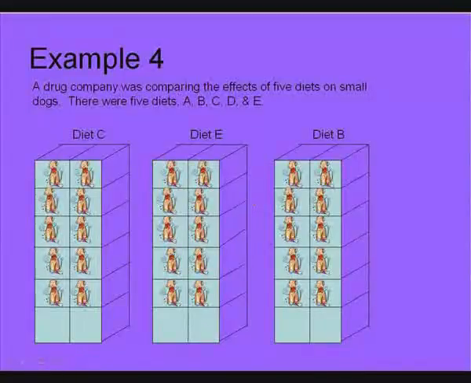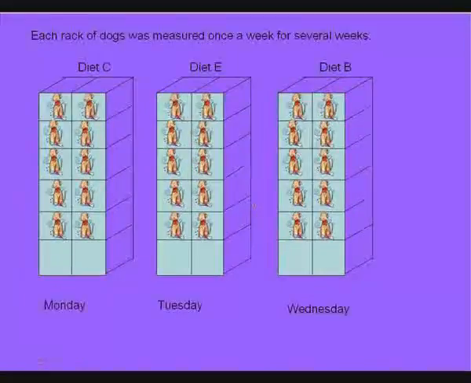But even worse, I found out that each rack of dogs was measured once a week for several weeks, and Diet C always got measured on Monday, Diet E got measured on Tuesday, Diet B got measured on Wednesday, and so on. And so the diet effect was completely confounded with the day of the week effect. You wouldn't be able to separate the two.